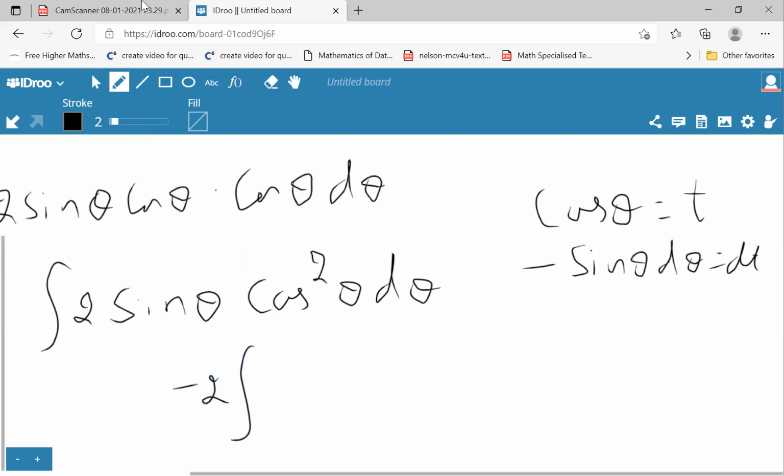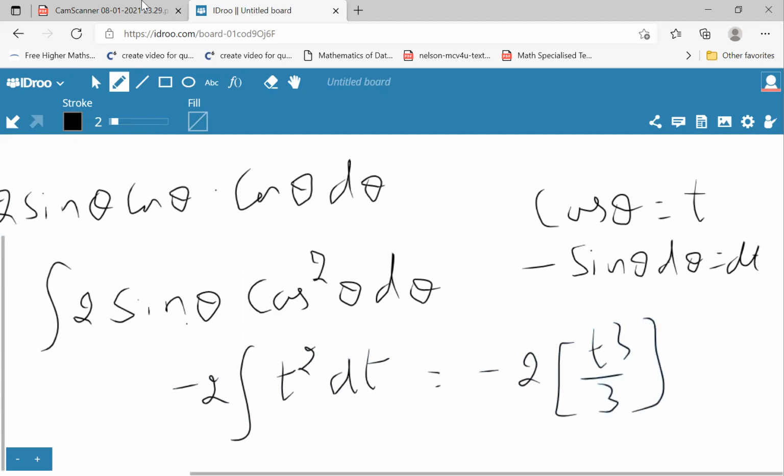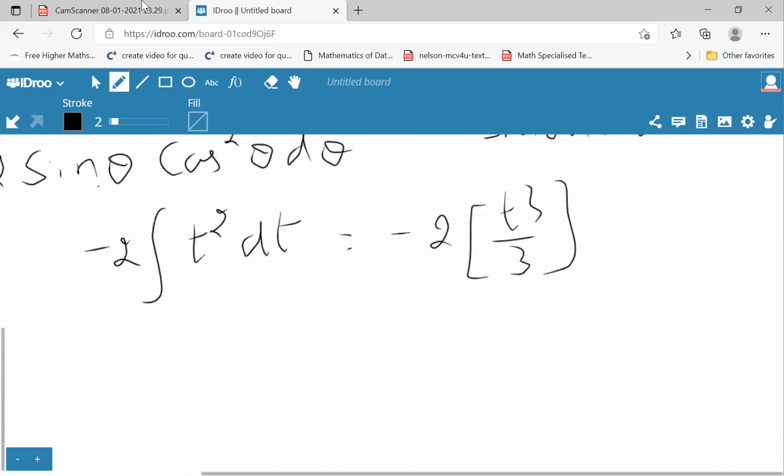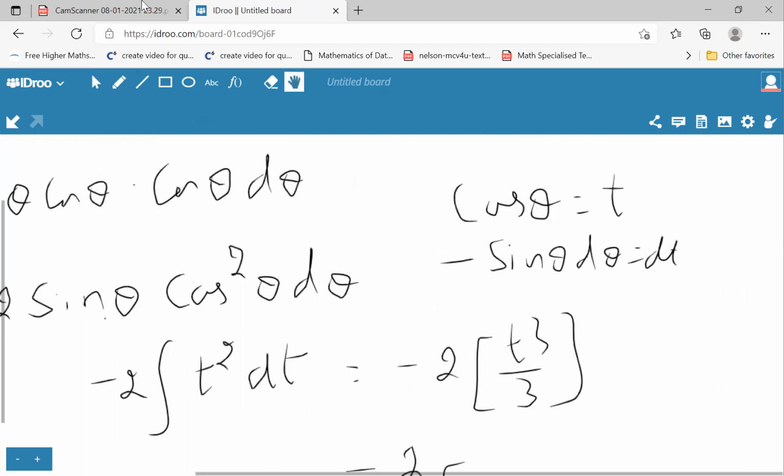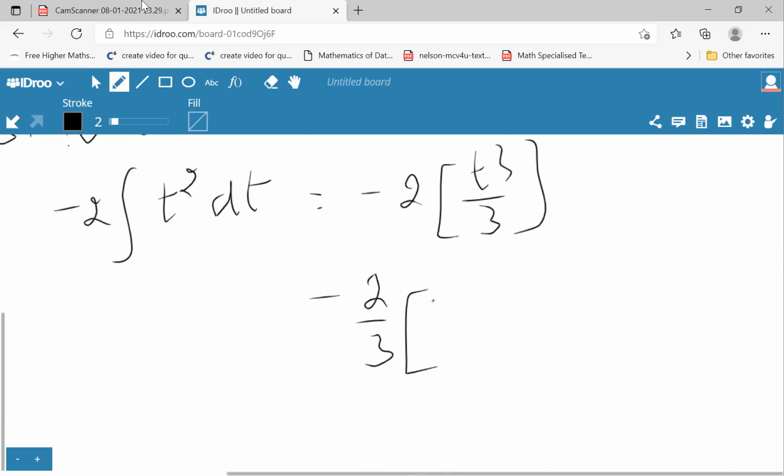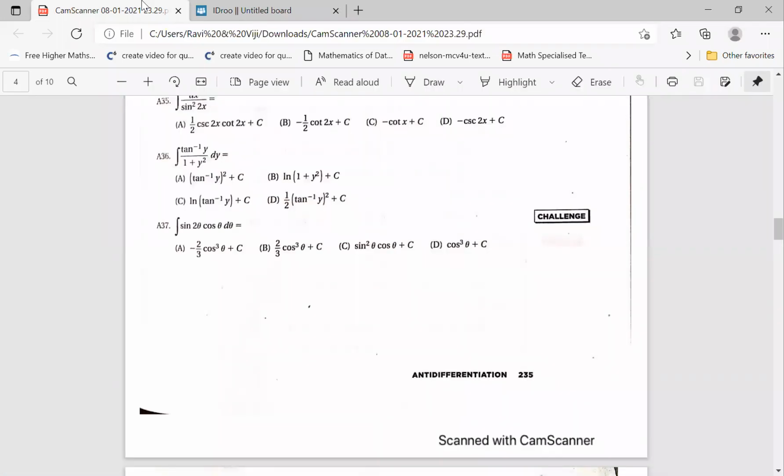Now substitute that. Let us take minus 2 outside. Sine theta d theta will become dt, and cos squared will be t squared. So integral of t squared dt. On integration, you get minus 2 into t cubed by 3. Now substituting back for t, we took cos theta as t, so that will give you minus 2 by 3 cos cubed theta plus c. Here option A is correct.